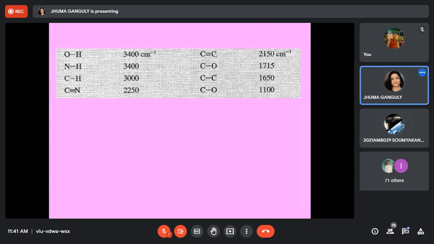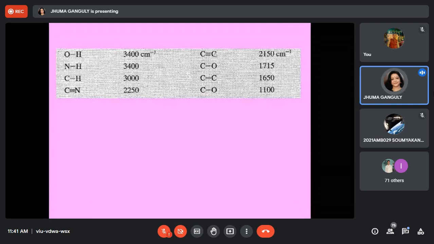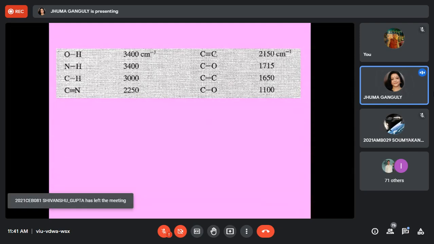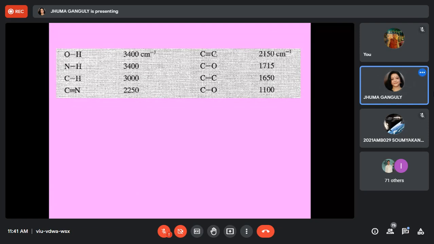Student: Ma'am, frequency has an inverse relation with energy. Frequency, wave number, is equal to 1/2 pi times root over something. Do you remember this equation? Bond strength, the reduced mass versus wave number. This type of question will appear.